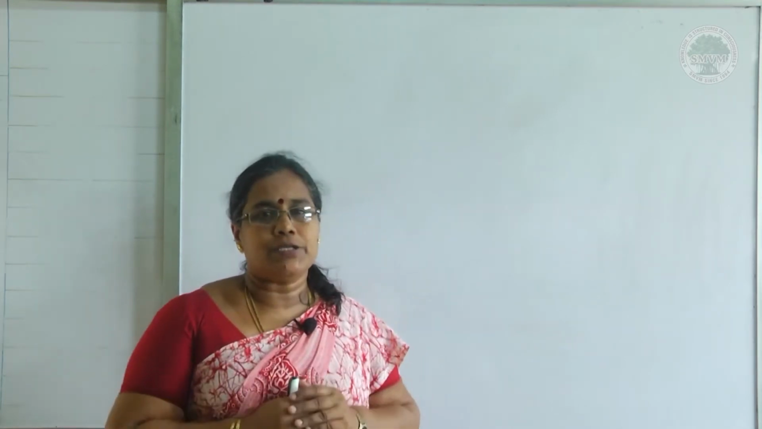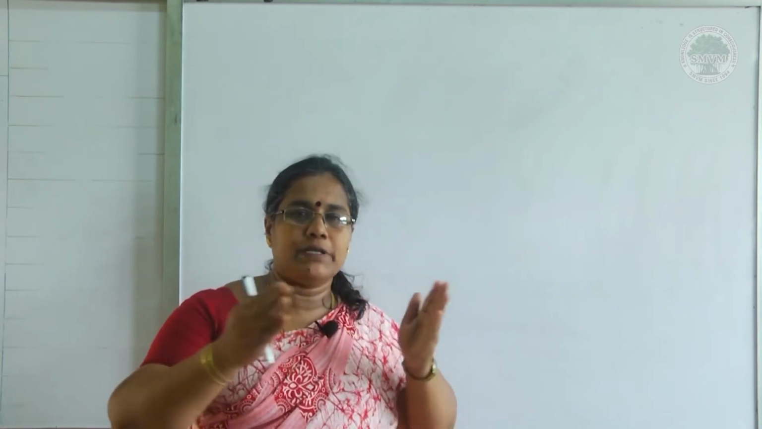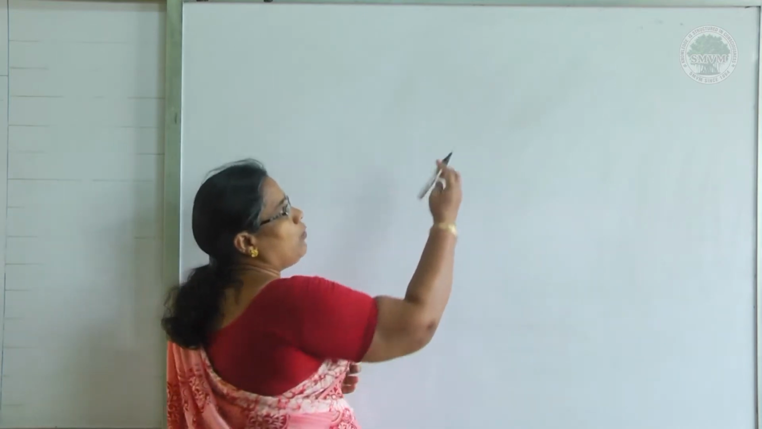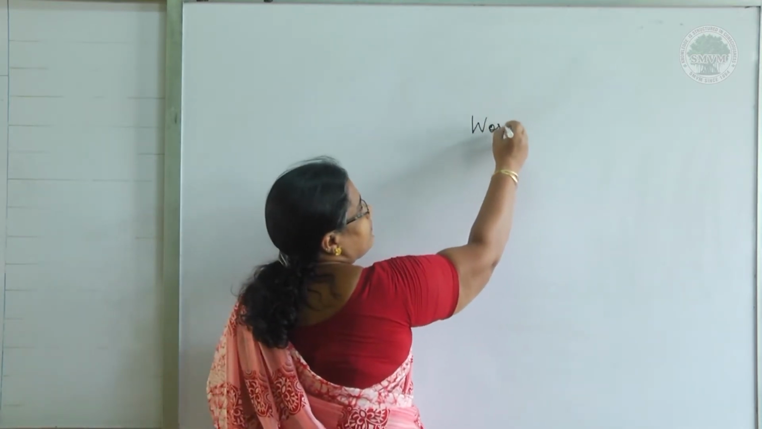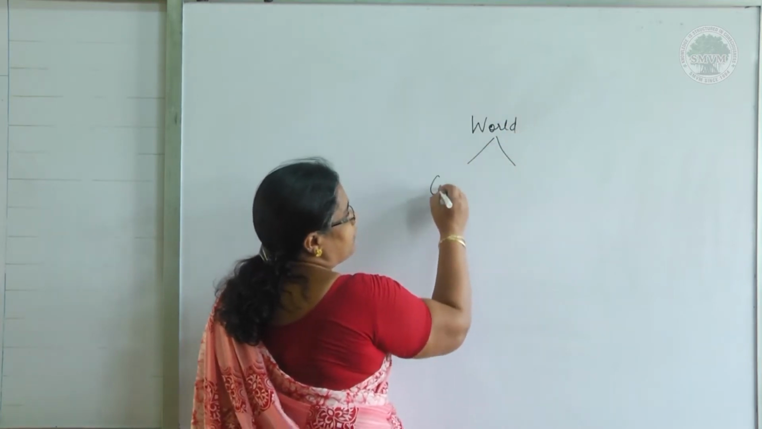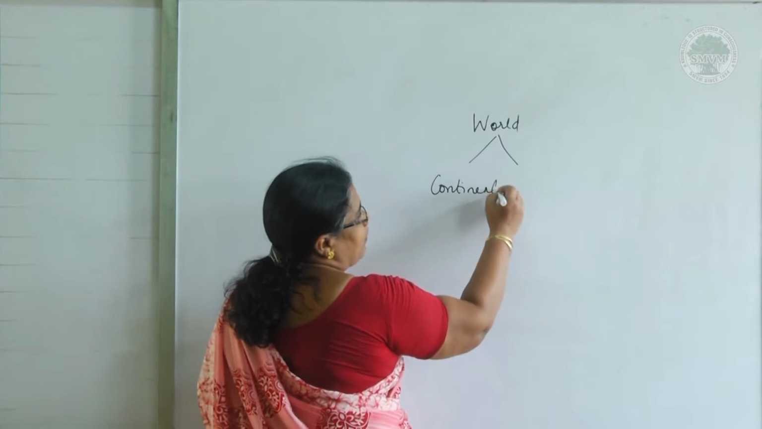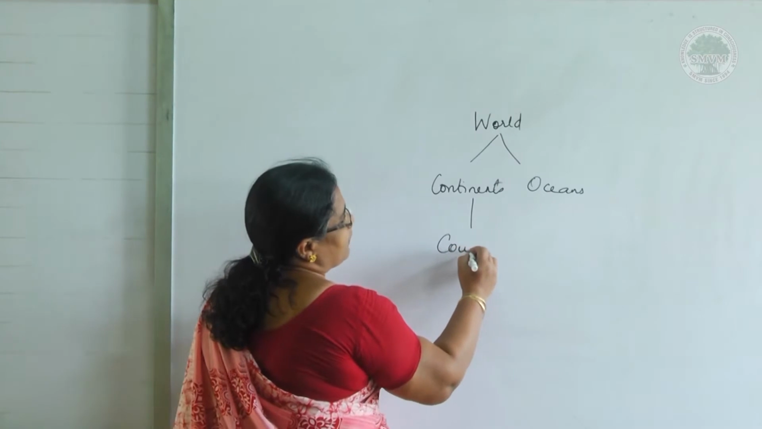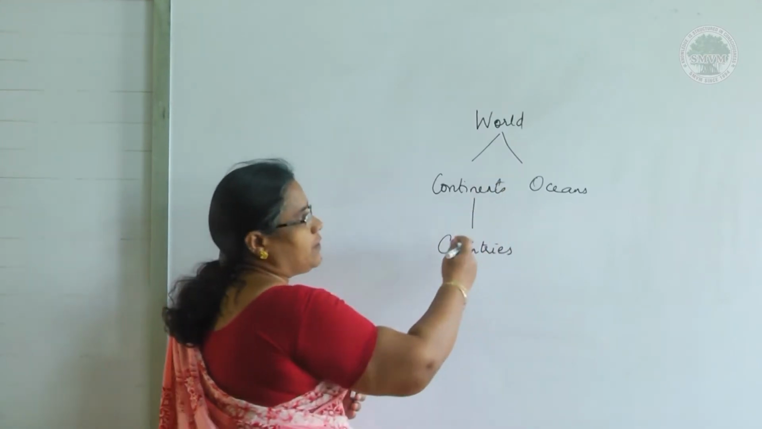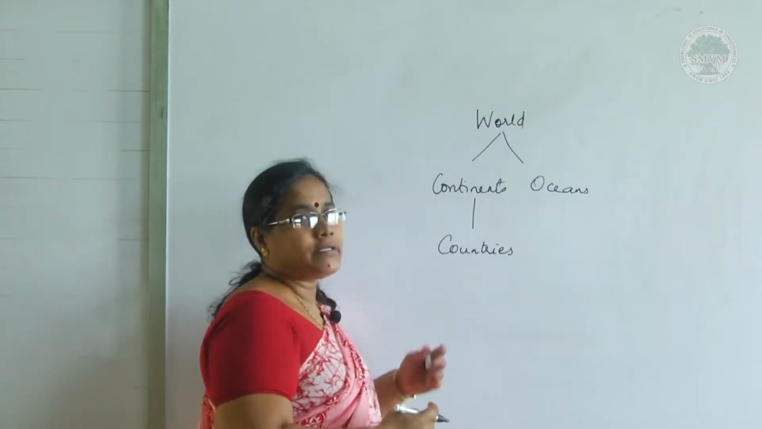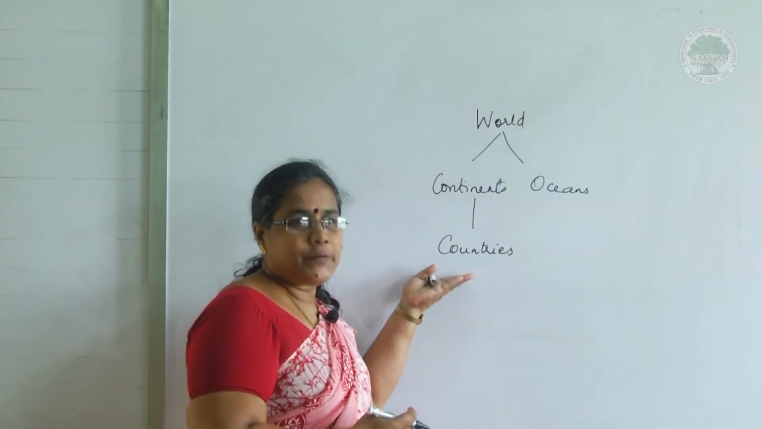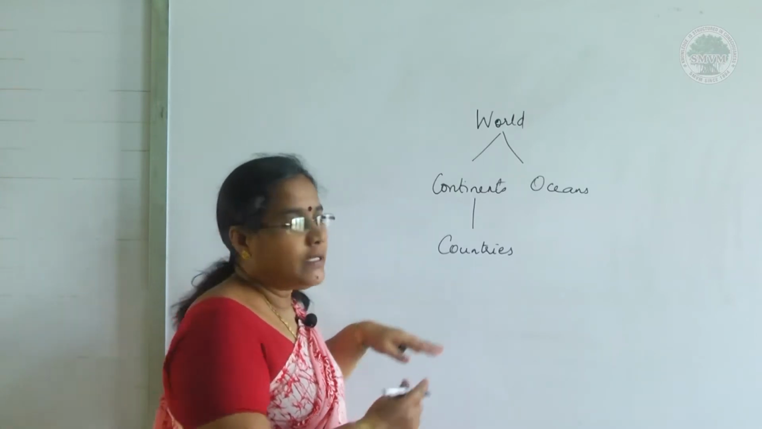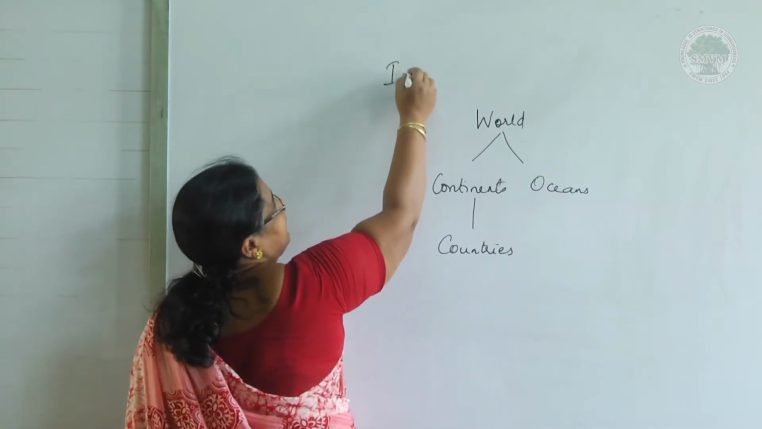So, in that Asia, when the continent has been divided into various parts, we have a division which we call a country. Now, the world is divided into continents and oceans, and further these continents have been divided into various countries. And when we talk about the country, especially, we are going to learn more about our own country, and that is nothing but India.